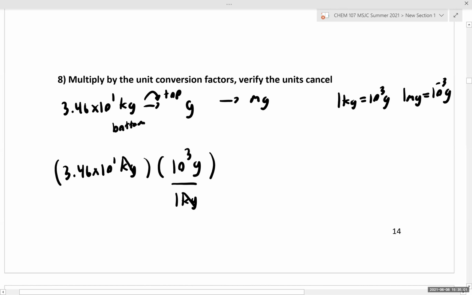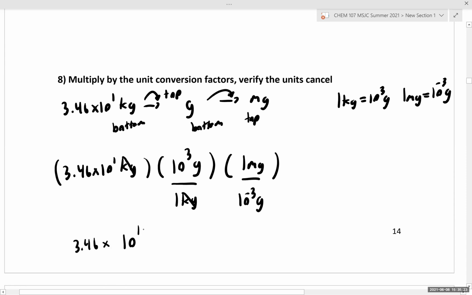Kilograms cancel, we're doing good. To go from grams to milligrams, milligrams will be on top, grams will be on the bottom. So we put 1 milligram on top, we put 10 to the negative third gram on the bottom. And now when you multiply powers of 10, you can simply add the exponents together. So 1 plus 3.